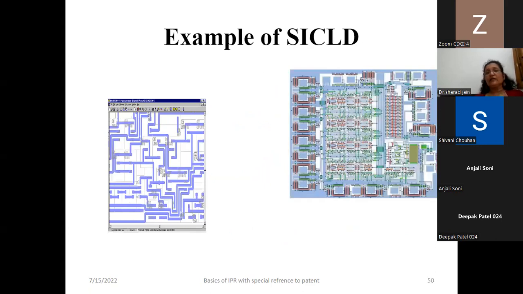Fees for different intellectual property are different, and they have their own offices. Anybody can apply from their side also. These are examples of circuits. Those who are working in the area of electronics or any software kind of thing can apply for this.